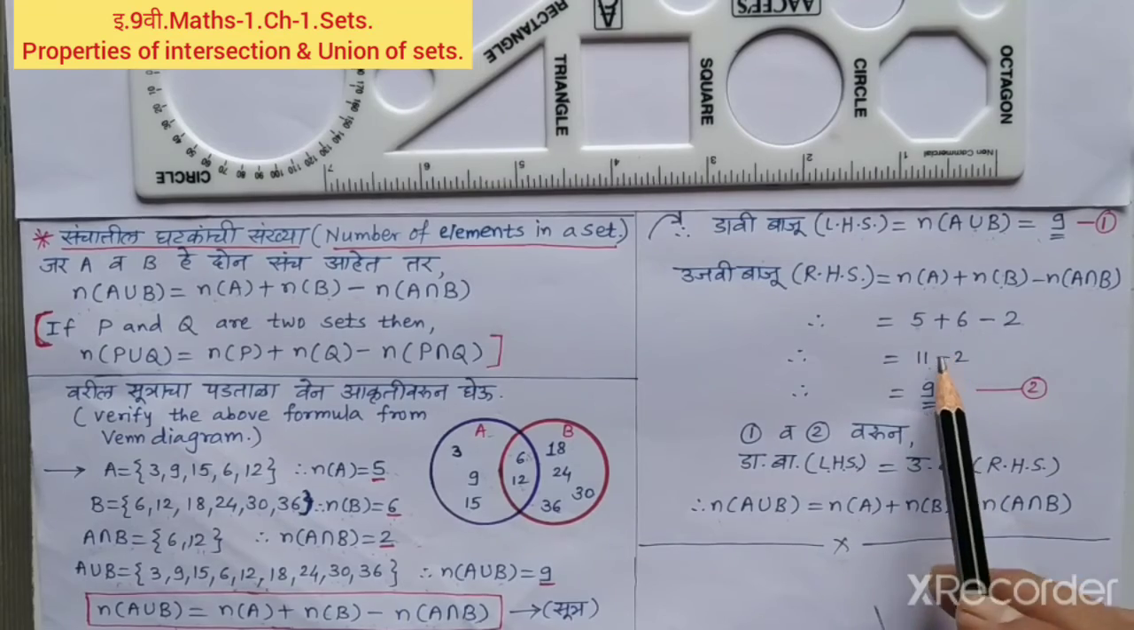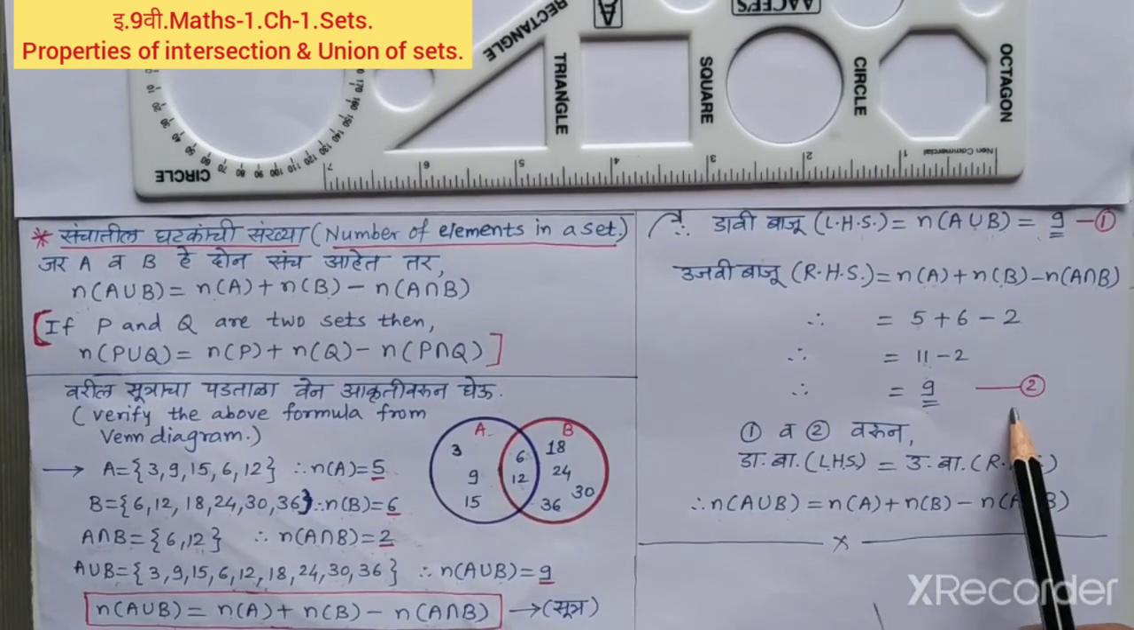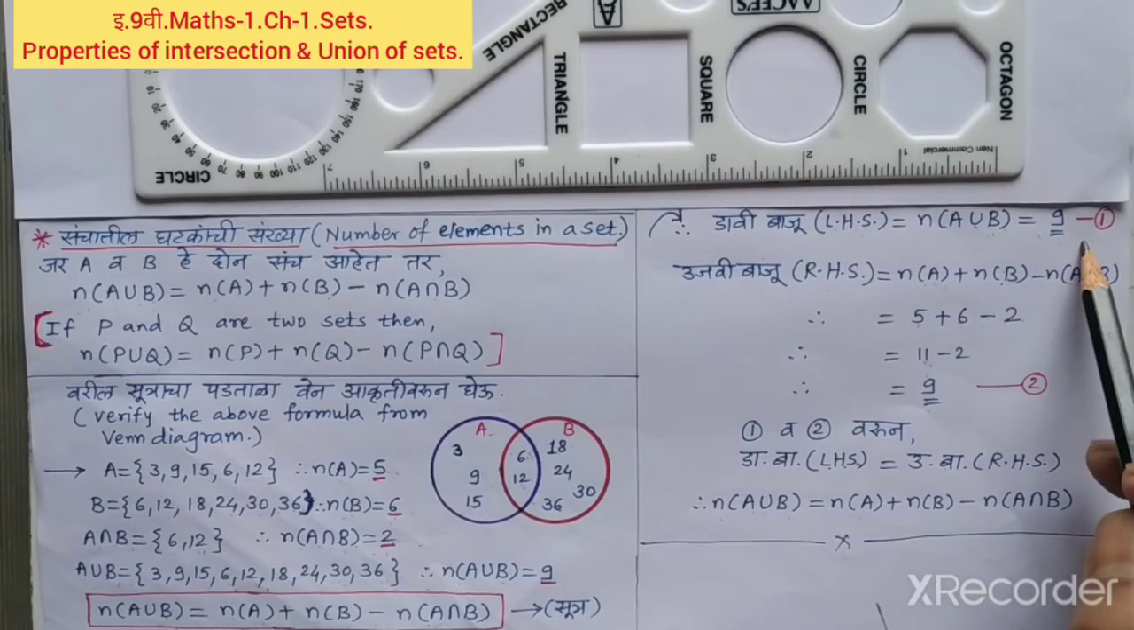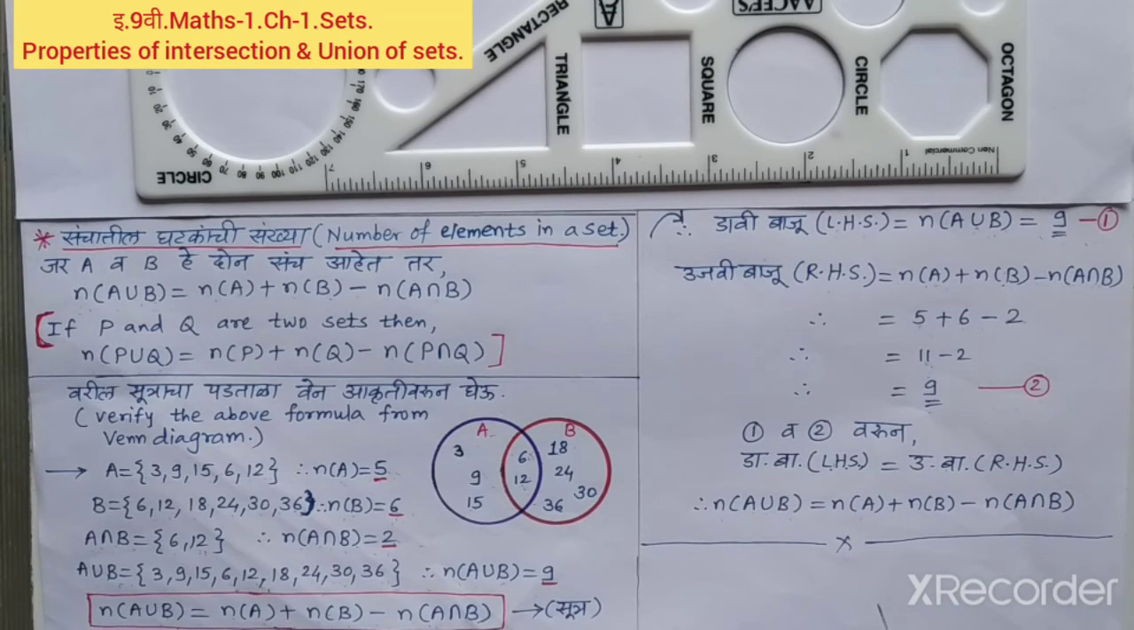So 5 plus 6 is 11. 11 minus 2 is equal to 9. Call this 2. So the right hand side is 9 and the left hand side is also 9. So we have verified that the left hand side is equal to the right hand side. So this formula we have verified here. So n of A union B is equal to n of A plus n of B minus n of A intersection B.